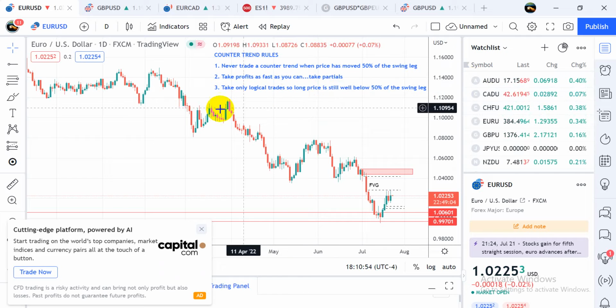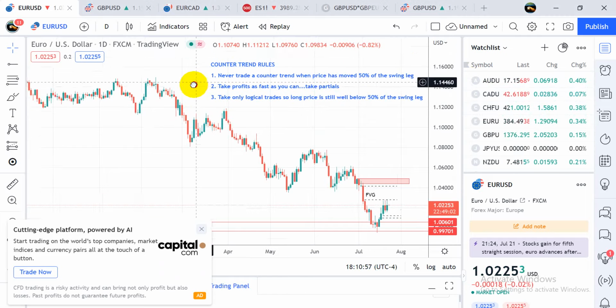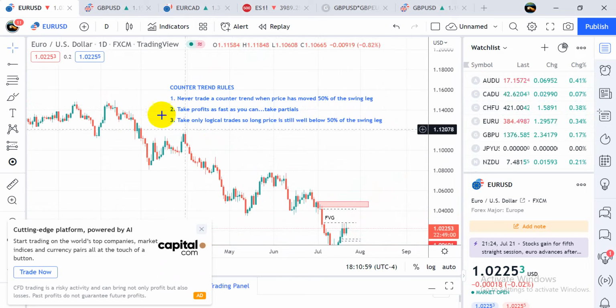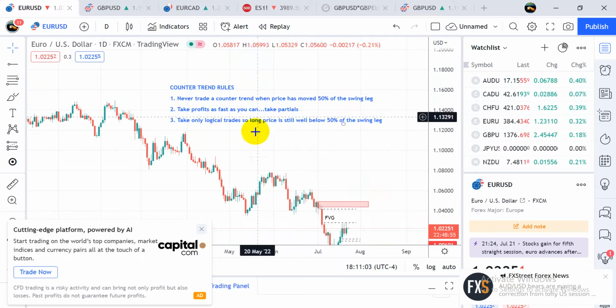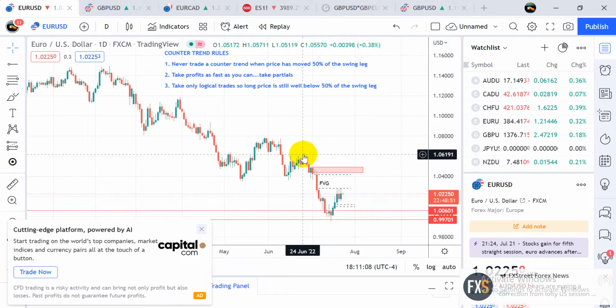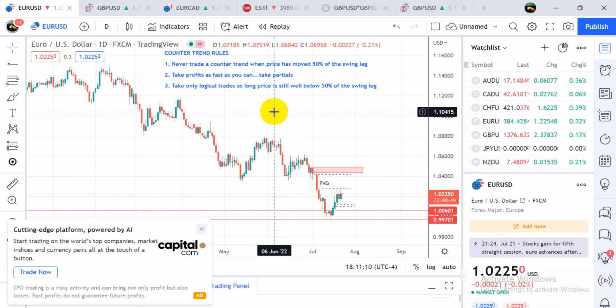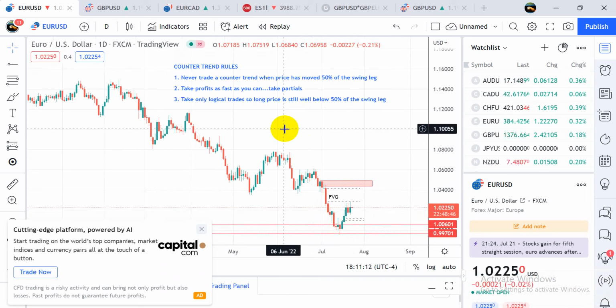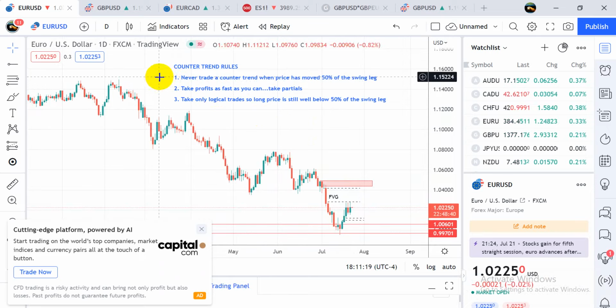Firstly, I would like to talk about the rules you follow when counter trending. Before you counter trend this swing leg, there are certain rules you need to watch out for, so that you would not be caught in the wrong direction, or probably just blow your account unnecessarily.